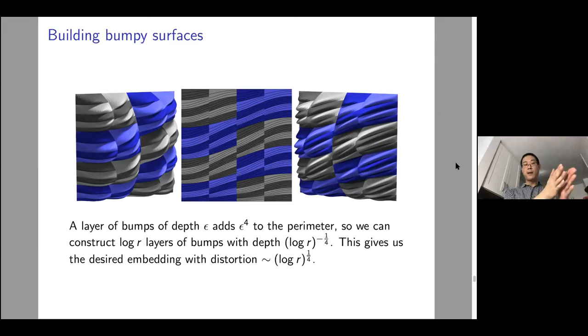It turns out that adding a layer of bumps of depth epsilon adds epsilon to the fourth to the perimeter of the set. And so if we want to separate all the points between distance 1 and distance 2r, that's logarithmically many scales. So we need logarithmically many layers of bumps. All those bumps are going to have about (log r)^(-1/4) depth. And because we can get that much depth, we get an embedding with distortion on the order of the fourth root of log r. We get an embedding that's better than what we can get in L2.